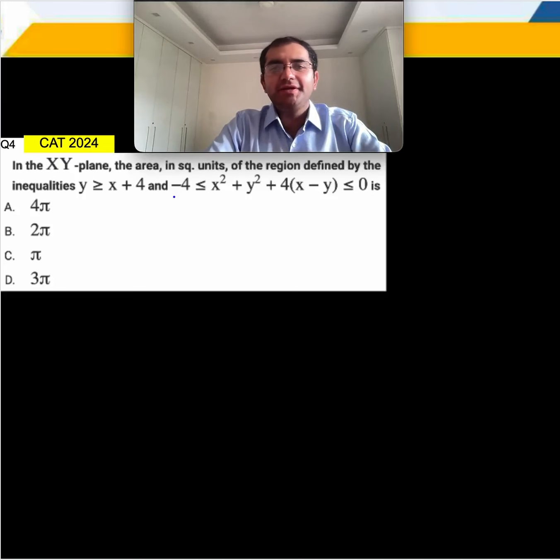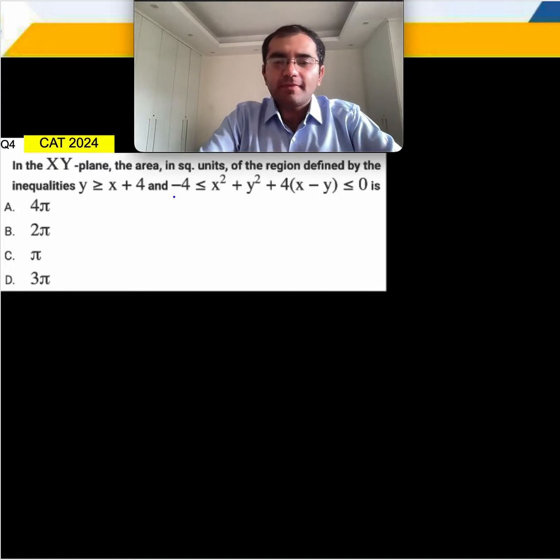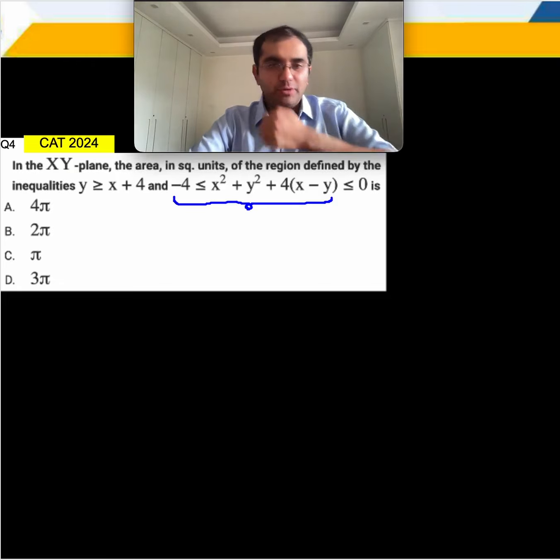Very, very beautiful question, and most people would have left it. Probably the right thing to do. You have to find out area of the shaded region. यहाँ पे आपको एक सर्कल दिखा है, but there's an inequality.